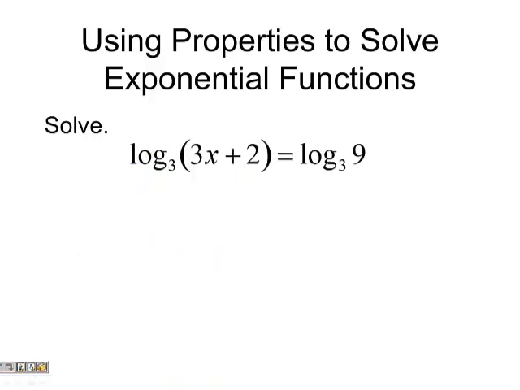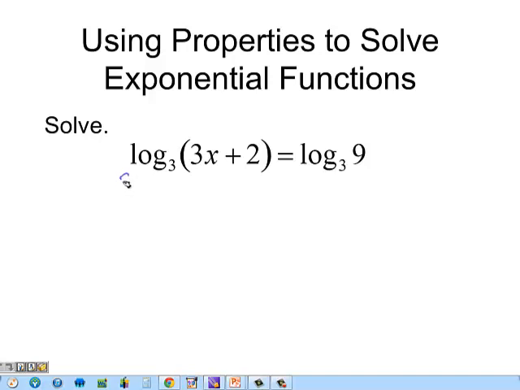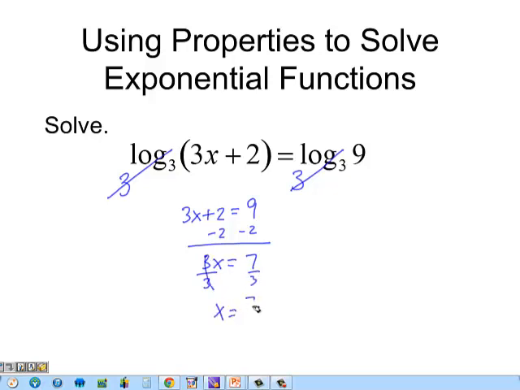What about this one? If you want a challenge, go for it. Try it yourself. See what you get. Otherwise, I'm about to do it. Okay, so you're going to take the base of 3. Cancel. This is the antilog, right? Antilog. So you get 3x plus 2 is equal to 9. Subtract the 9. You get 3x is equal to 7. Divide by 3. And x is equal to 7/3. Yay.